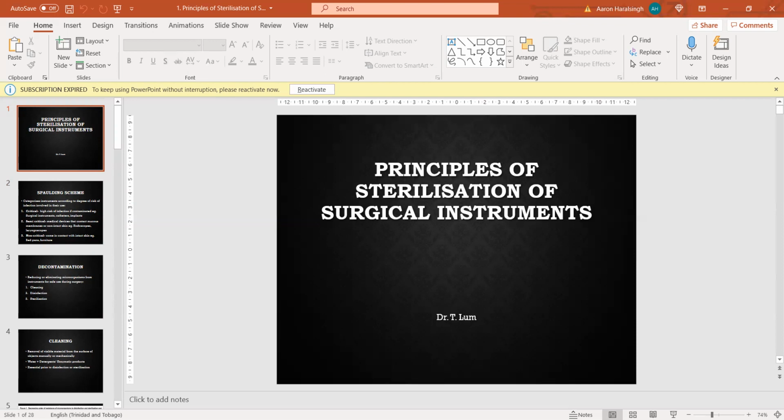When it comes to semi-critical items, for example, the scopes, decontamination of those requires a different approach, and the agents that we use for that are different as a result. So I'm going to touch on that a little bit here as well. So let me get on to the semi-critical items.